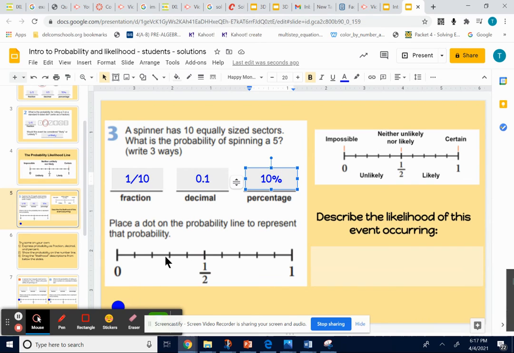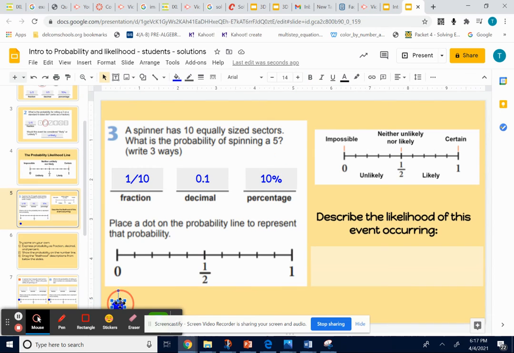2, 3, 4, 5. This right here is a 5 in 10. So 1 in 10 would be about there. Since that is to the left of 1/2 and it's not quite 0, that would be an unlikely event. If I have a 10% chance of spinning a 5, and 100% is possible, right? 10% chance isn't very good. That would be an unlikely event.